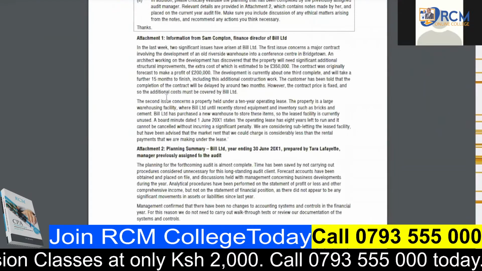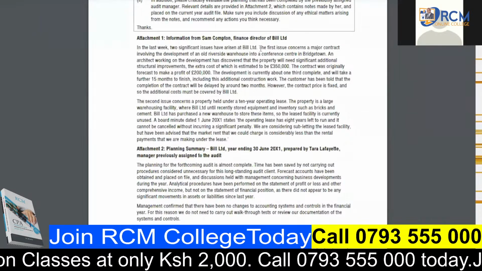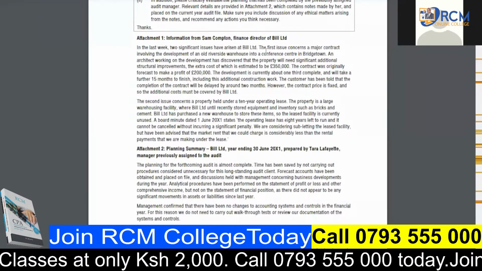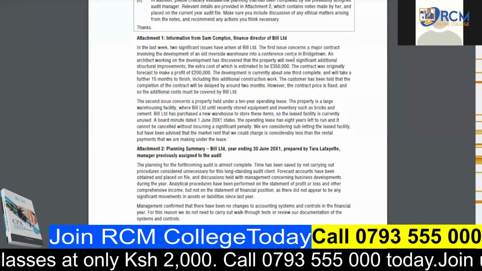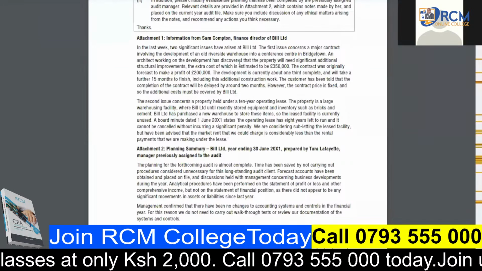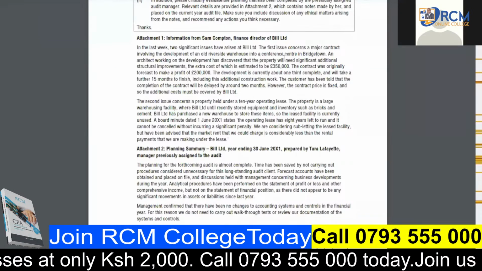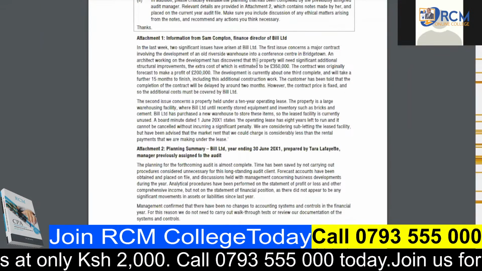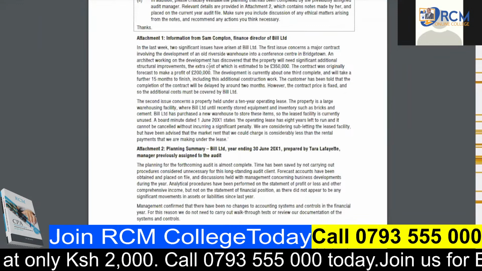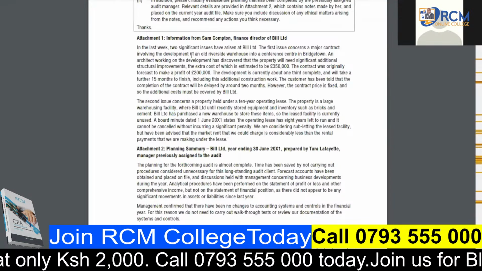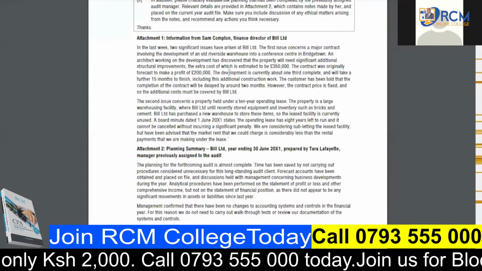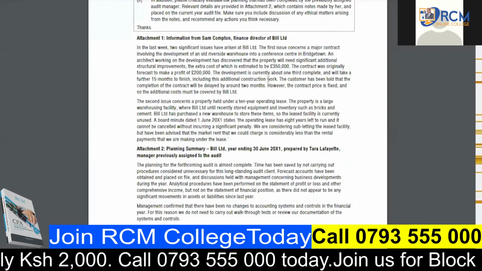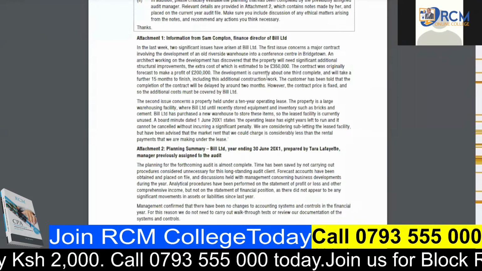Attachment 1, information from Sam Compton, finance director of Bill Limited. In the last week, 2 significant issues have arisen at Bill Limited. The first issue concerns a major contract involving the development of an old riverside warehouse into a conference center in Bridgetown. An architect working on the development has discovered that the property will need significant additional structural improvements. So kuna risk. This thing is not stable. The extra cost of which is estimated to be 350,000. Remember huko juu ametupatia mambo ya profit na nini, so kuna mambo ya materiality.